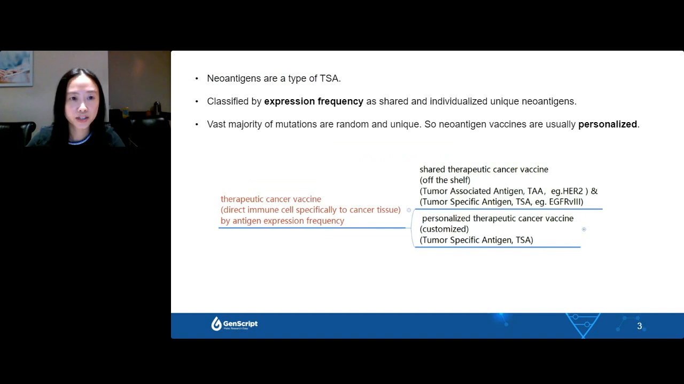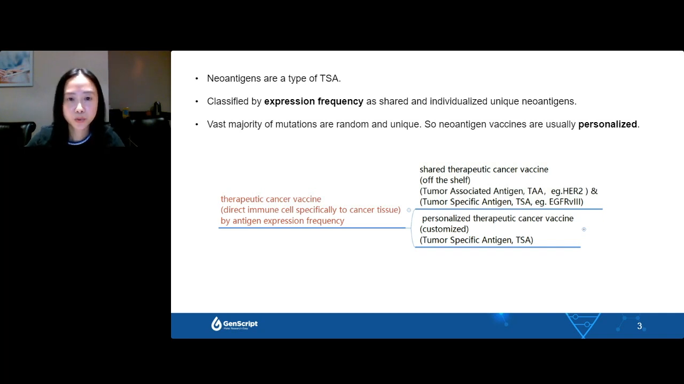Neoantigens are actually a kind of TSA. It's a type of it, classified by expression frequency. If it's very highly expressed, it's called a shared neoantigen. But in the vast majority of cases, mutations are random and unique to individual patients. So when we talk about neoantigen vaccines, mostly it means it's personalized.